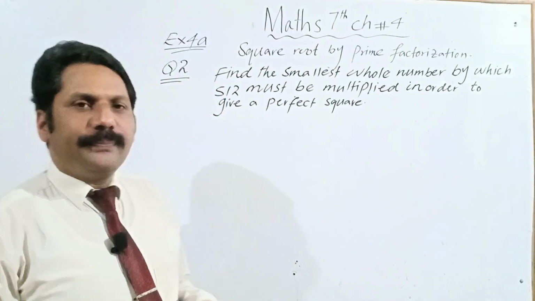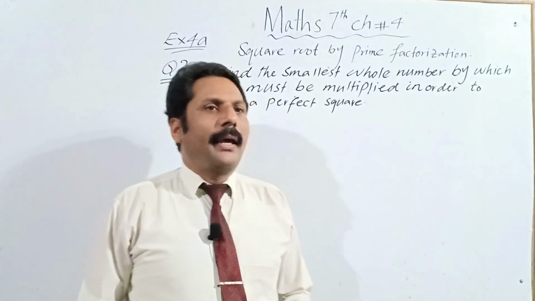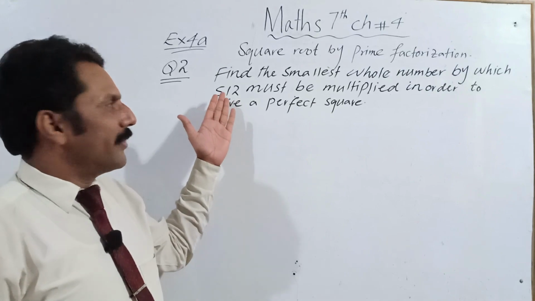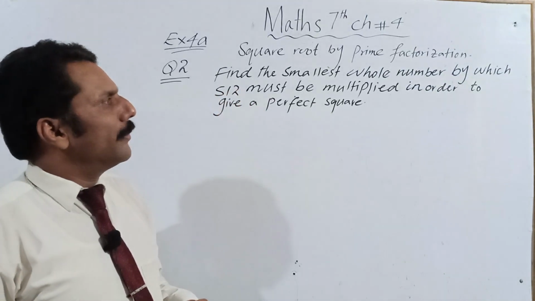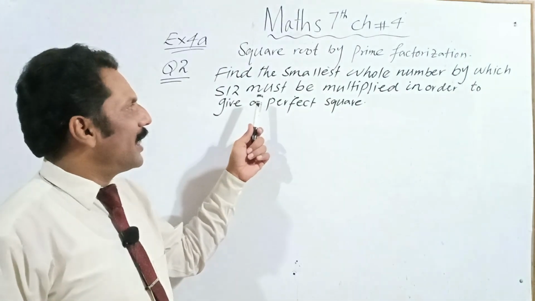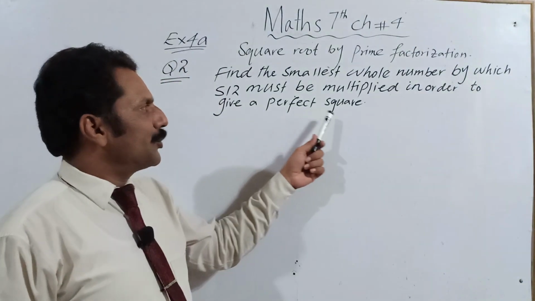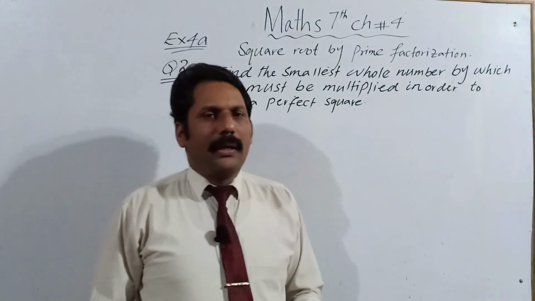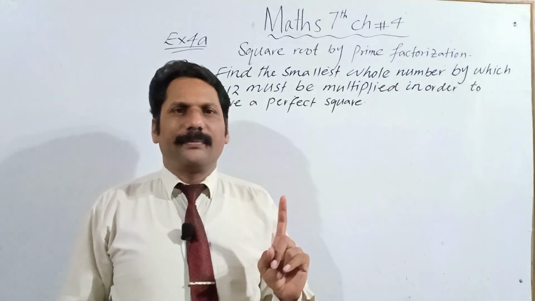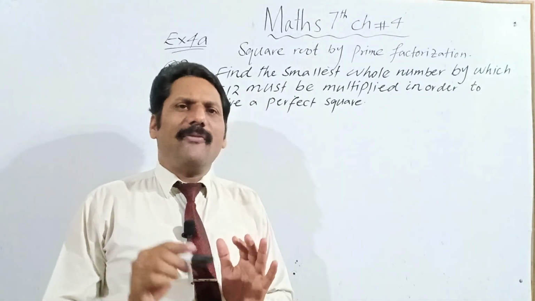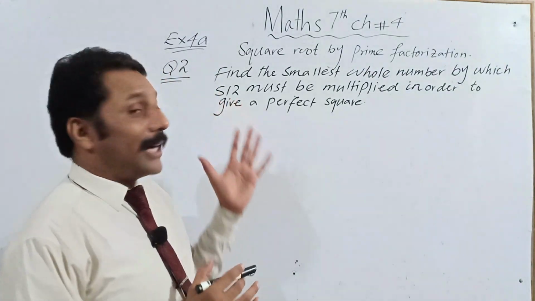Hello students. Question number 2. These are the questions with statement, or the word problem, we can say. This is a word problem. Find the smallest whole number by which 512 must be multiplied in order to give a perfect square. It means that 512 is not a perfect square. By which number 512 must be multiplied so that it becomes a perfect square.